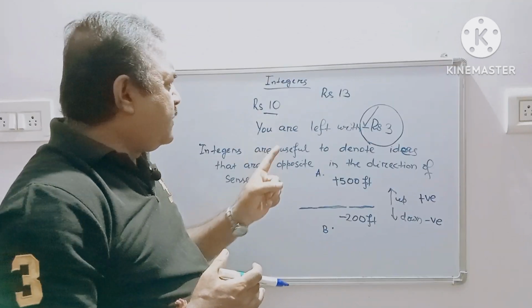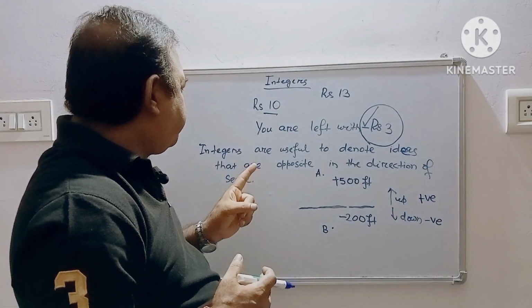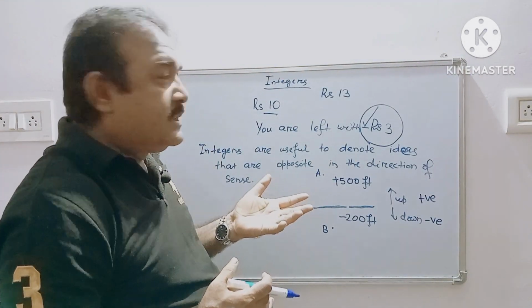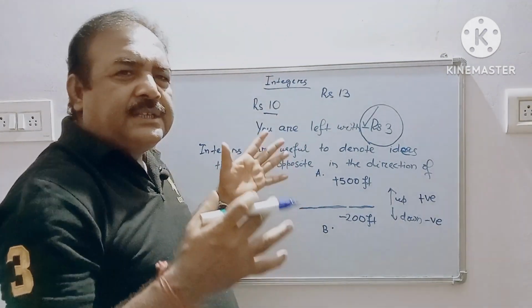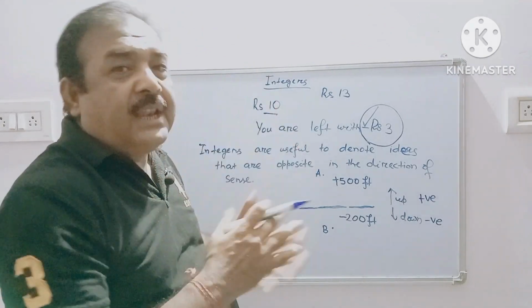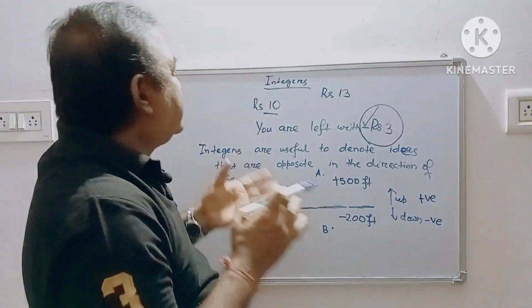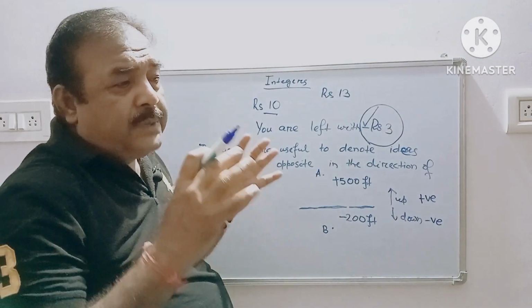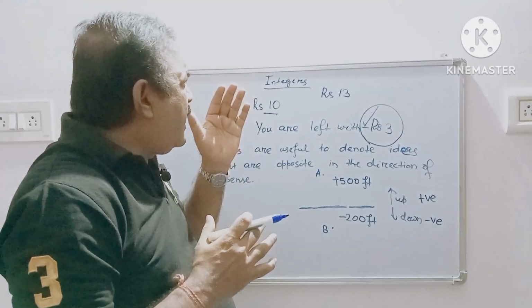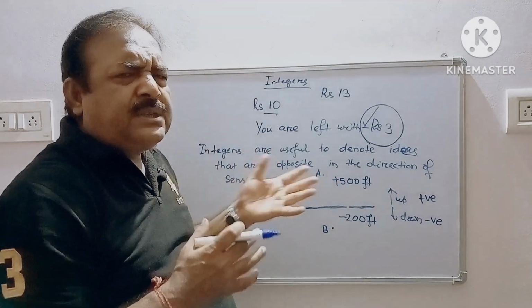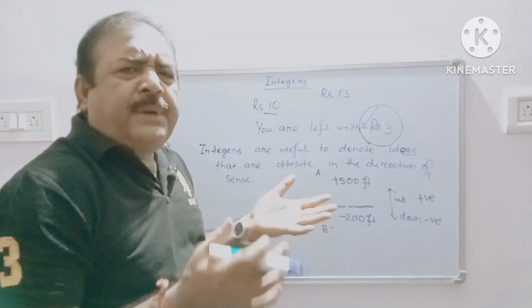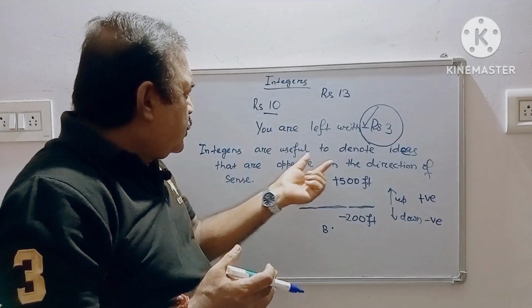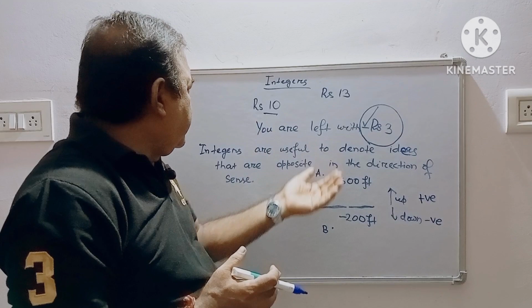In the direction of sense, which are opposite to the direction of sense, these are helpful and this is useful in our daily life. So this is the introduction video on integers. I want to make you understand why we are using integers. What is the need? -2, -3, -4, what does it mean? So how do these signs help to denote ideas that are opposite in the direction of sense.